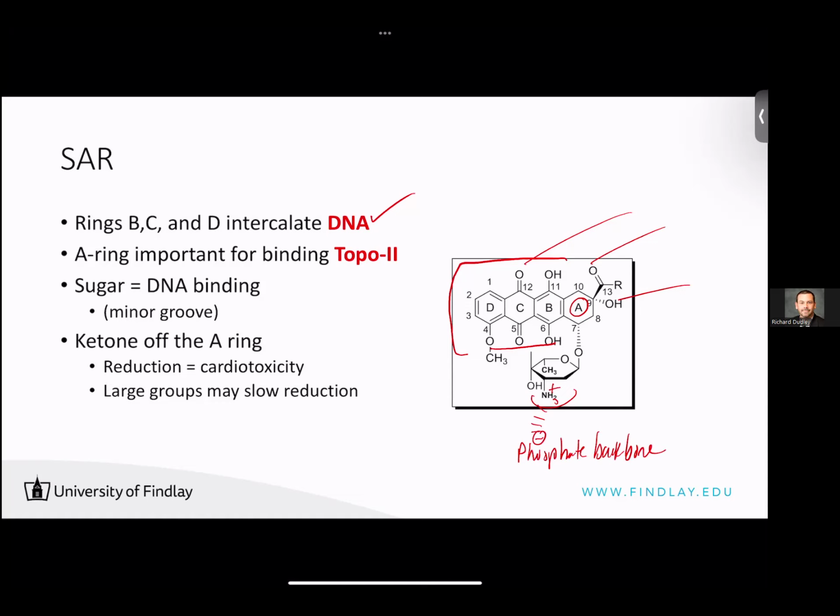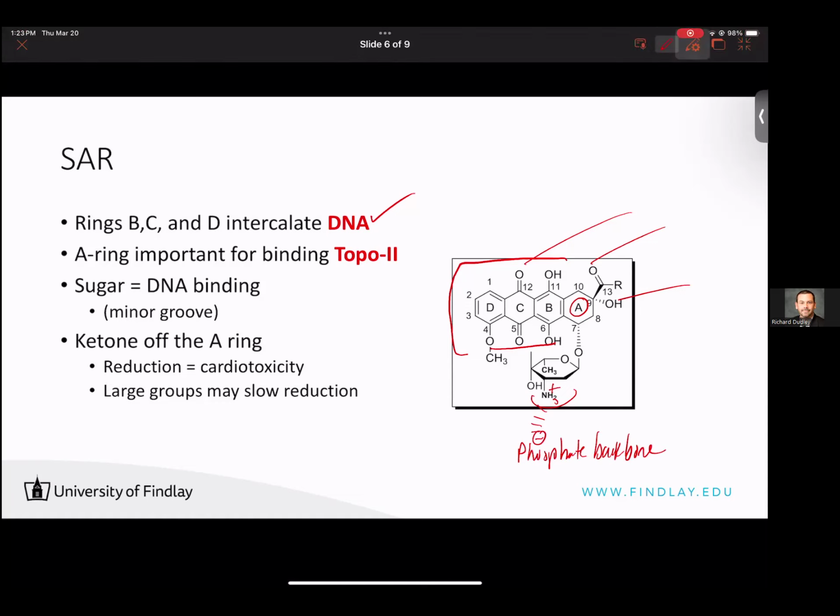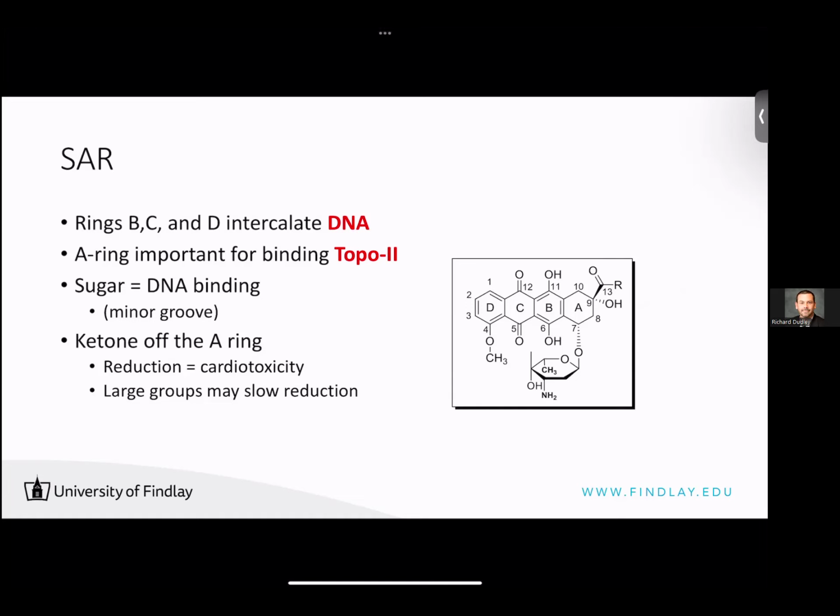And keep in mind, doxorubicin, like all chemotherapy drugs, carries with it liabilities. And the liabilities, structurally speaking, with regard to doxorubicin and other anthracyclines, rests with the C ring and the carbonyl group coming off the A ring.